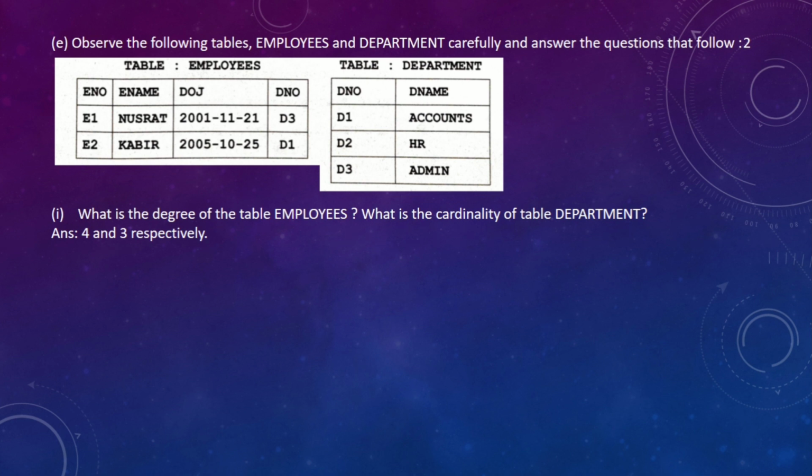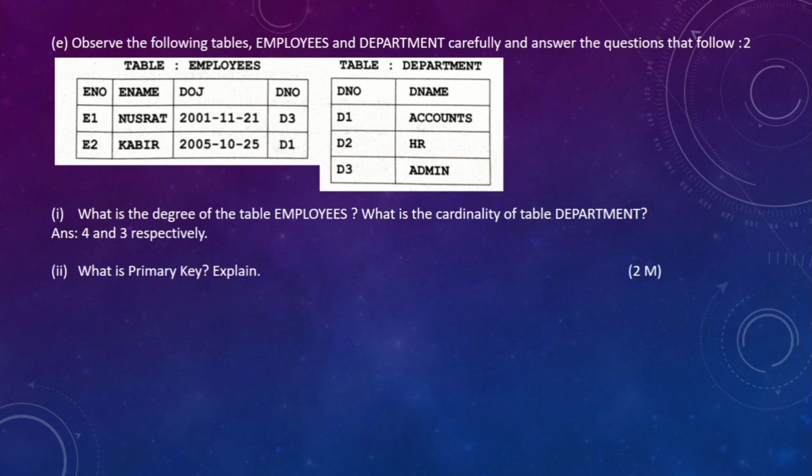Now students, there is a little doubt. Sometimes the students, while counting the number of rows for the purpose of cardinality, count the header row also. No, we don't count the header row, because that does not have any data. Right. The next one.